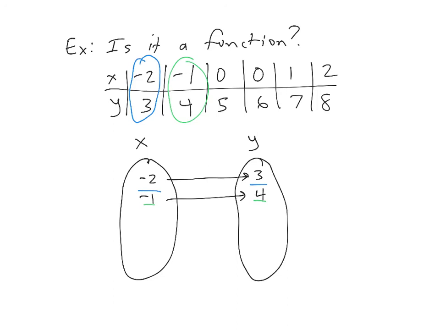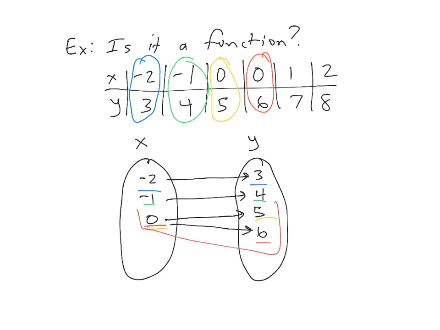And so on, right? The next one's going to be 0 and 5. So 0 in the x is going to map to 5 in the y. And now this is going to be my red flag right here, because I also have another 0, right? 0 in the x, but this time it's mapping to 6 in the y, right? And that's going to be a red flag because I have this situation right here. That's bad. I have an x that's mapping to 2 different y's, so it's not going to be a function.